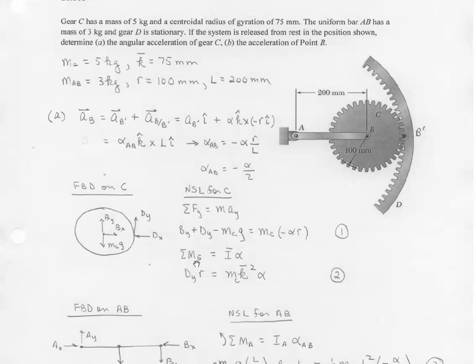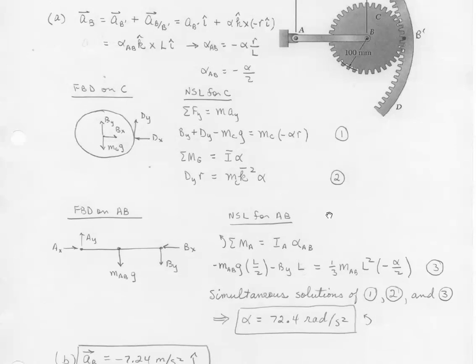Then you take the moments about G and set that equal to I bar alpha. The only force producing moment is D y, so it's D y times R equal to m sub C k bar squared times alpha. That's going to be my equation 2.